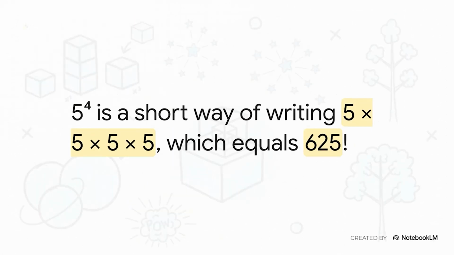Okay, let's see how this works. When you see a 5 with a small 4 on top, that means 5 to the power of 4. It's just a short way of saying we need to multiply 5 by itself 4 times. So that's 5 times 5, which is 25, times 5 again is 125. And one last time, times 5 gives us 625. See, so much shorter than writing it all out.